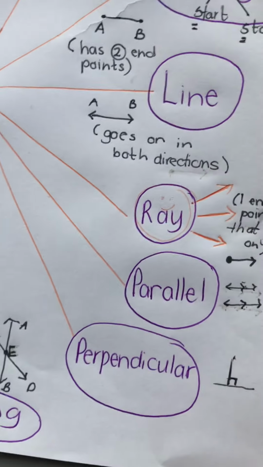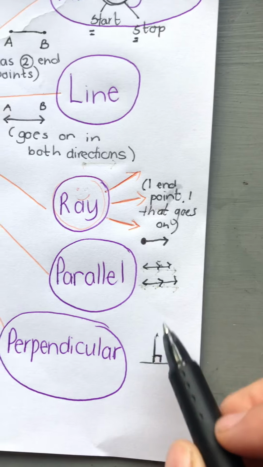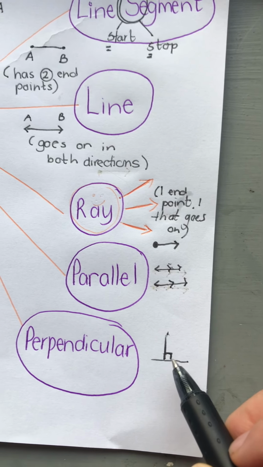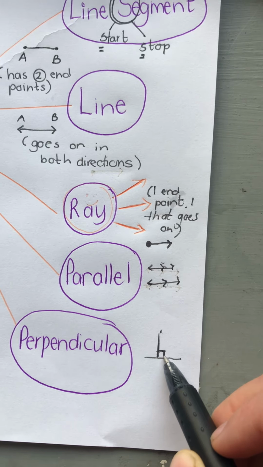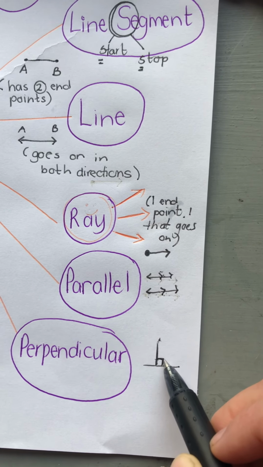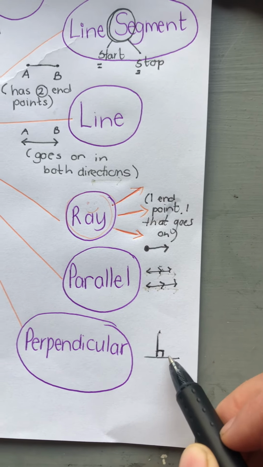And then we get a perpendicular line, and a perpendicular line is fairly easy. These two lines cross at exactly a 90-degree angle. And you know, we've spoken a little bit about this last term. A 90-degree angle we show by using a little square. And we know that that's going to be 90 degrees.